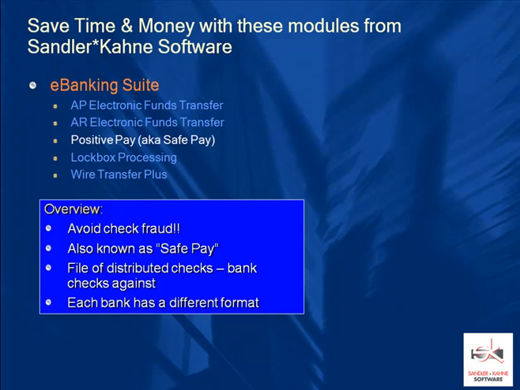In all likelihood, your bank offers software like this, but it will probably require double entry of information, while positive pay does not because it's fully integrated with your AP check process. So there's a seamless automatic transfer of data. We'll see more about that shortly. Every bank has a different format. As you'll see in a moment, we have that covered too.